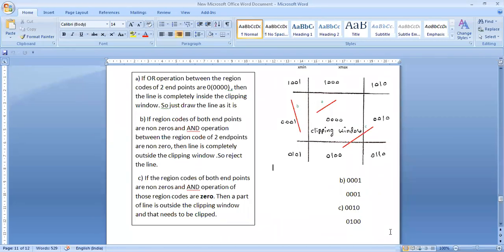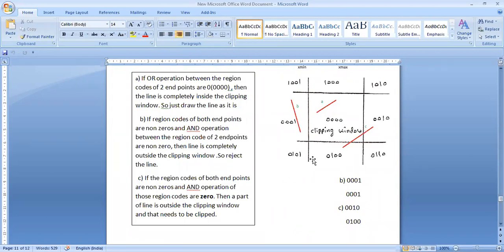So the AND operation of these two region codes is 0, 0, 0, 0, which means it is 0. Then we say that a part of the line is outside the clipping window and needs to be clipped. That means this part and this part are outside, which need to be clipped.